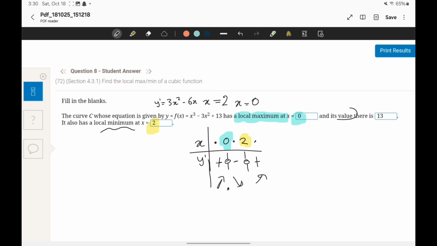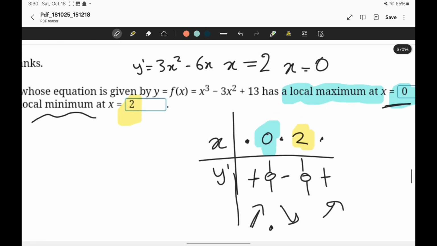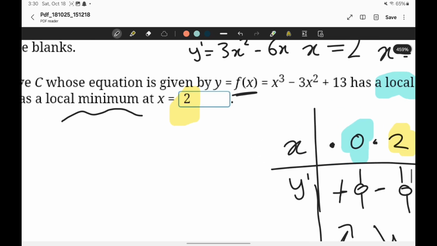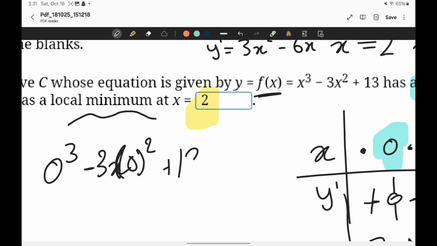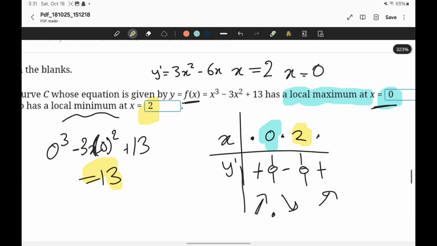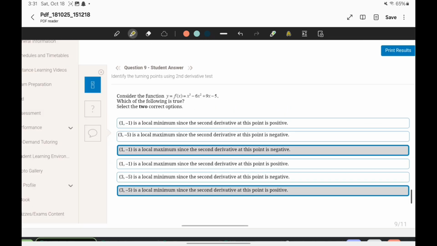Now for this part here, they want the value when x is 0, so you just take the 0 and put it in f of x normally. So it's 0 cubed minus 3 into 0 squared plus 13 equals 13. Let's take that, that's the answer.